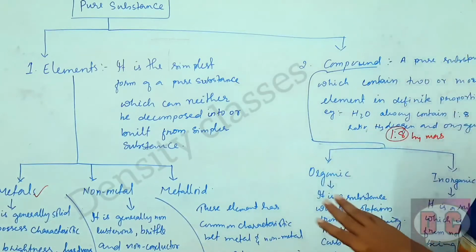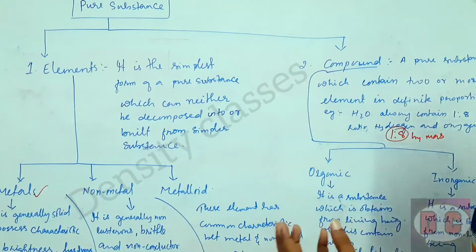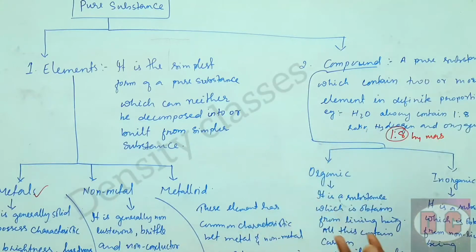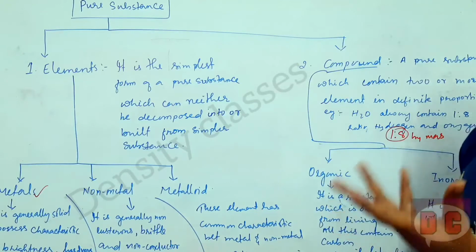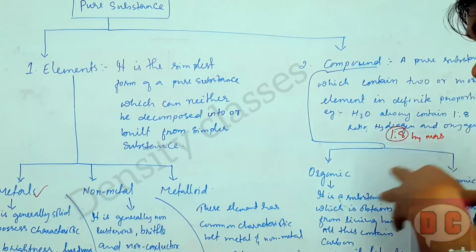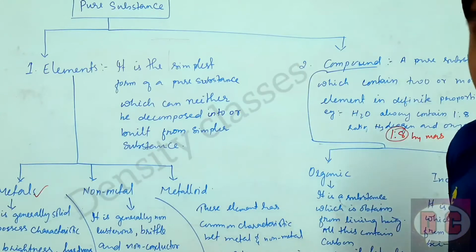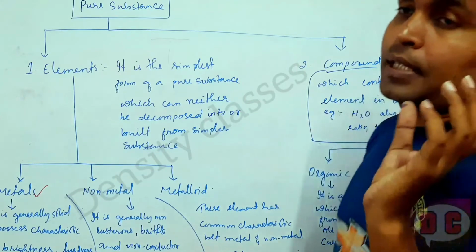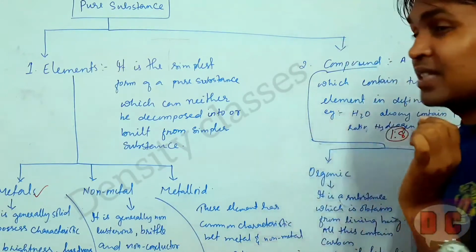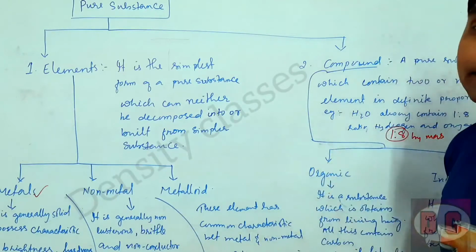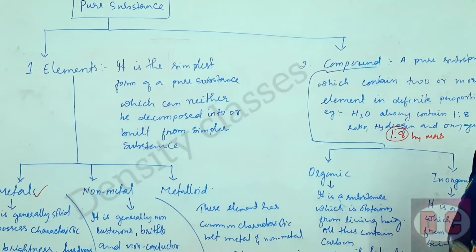So once again I'm telling you, organic compounds are those substances which we obtain from the remains of living beings, plants and animals. And all of them contain carbon. Examples will be what? Oil, fats, etc. So these are some examples of organic compounds.